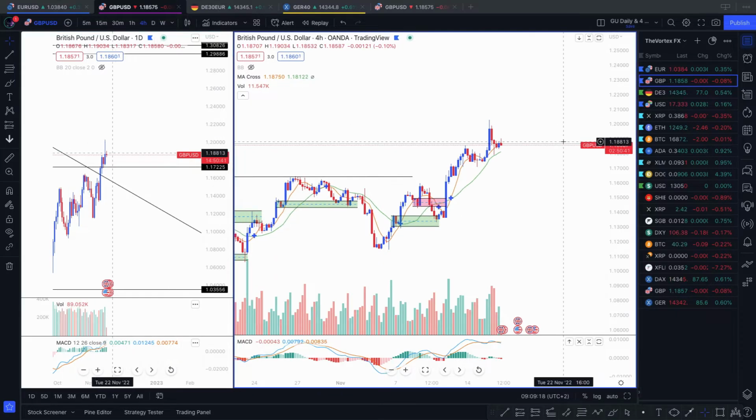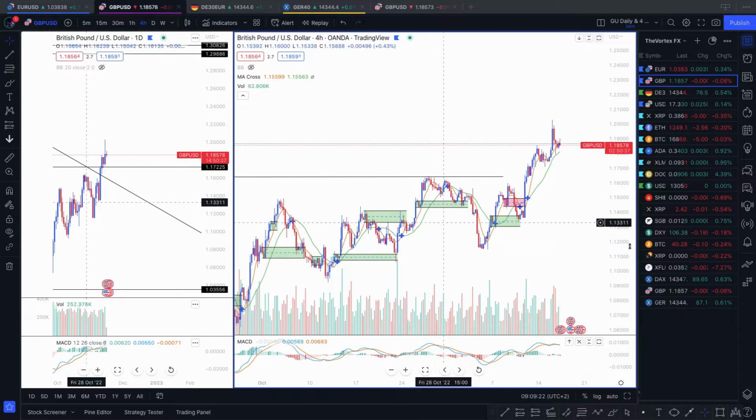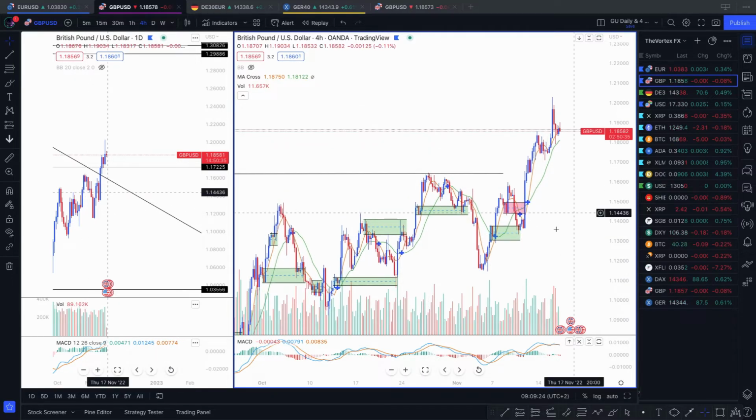This is the 4-hour time frame on the right-hand side of your screen. These little green and pink blocks are order blocks that I like to trade.